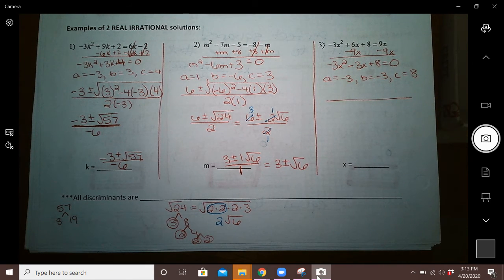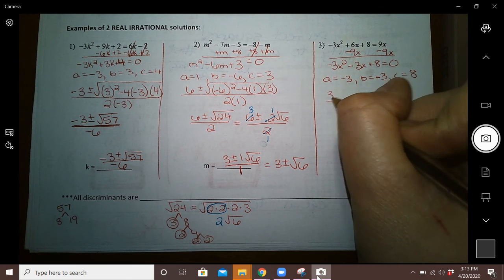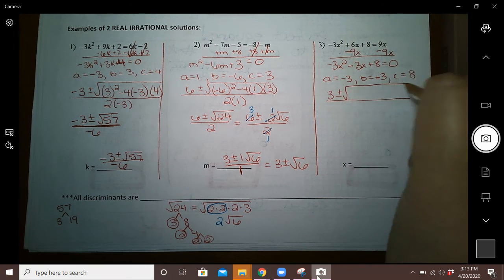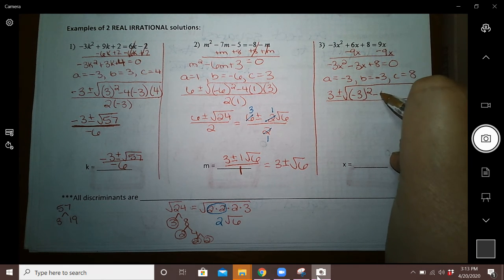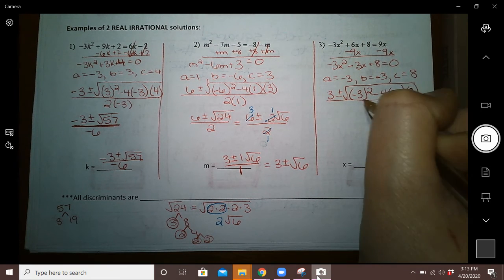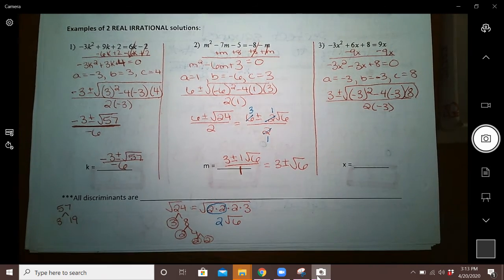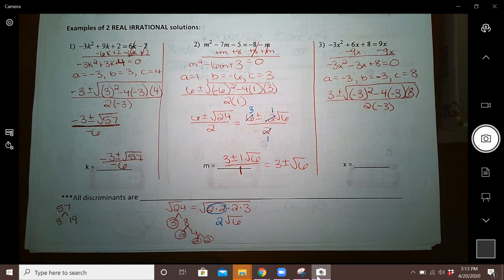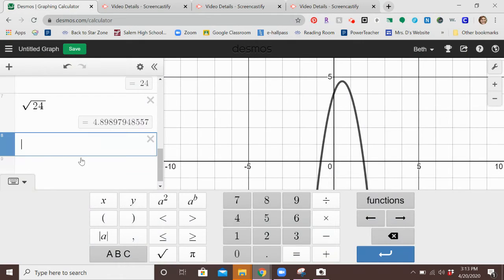So I'll plug things into the quadratic formula. The number out front is negative b, so that's negative of a negative, which makes it positive 3 plus or minus b squared, so negative 3 squared, minus 4 times the a value negative 3 times the c value of 8, all over 2 times the a value. Make sure you've got that plugged in correctly. Pause the video if you need to. I'm headed over to Desmos to do this arithmetic for me.